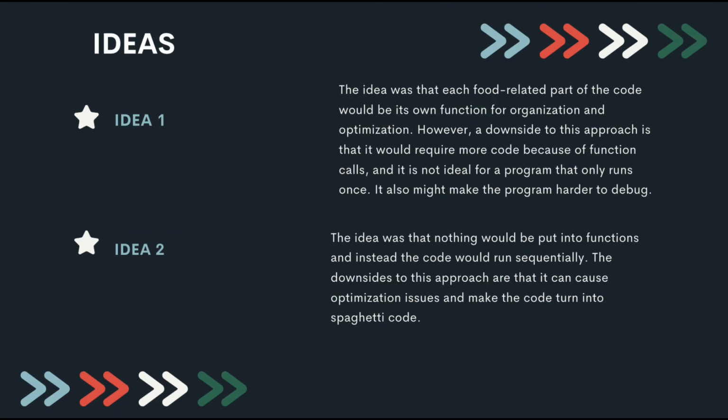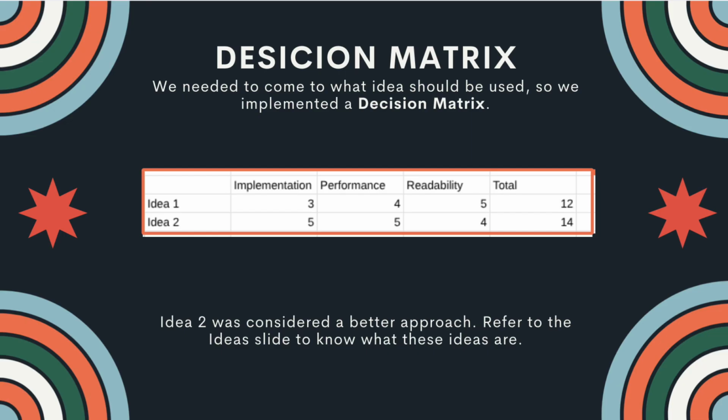This slide shares our thoughts on structuring the code. For idea 1, we thought about having each part of the food-related code as its own function. This would help organize things and make the program easier to manage.